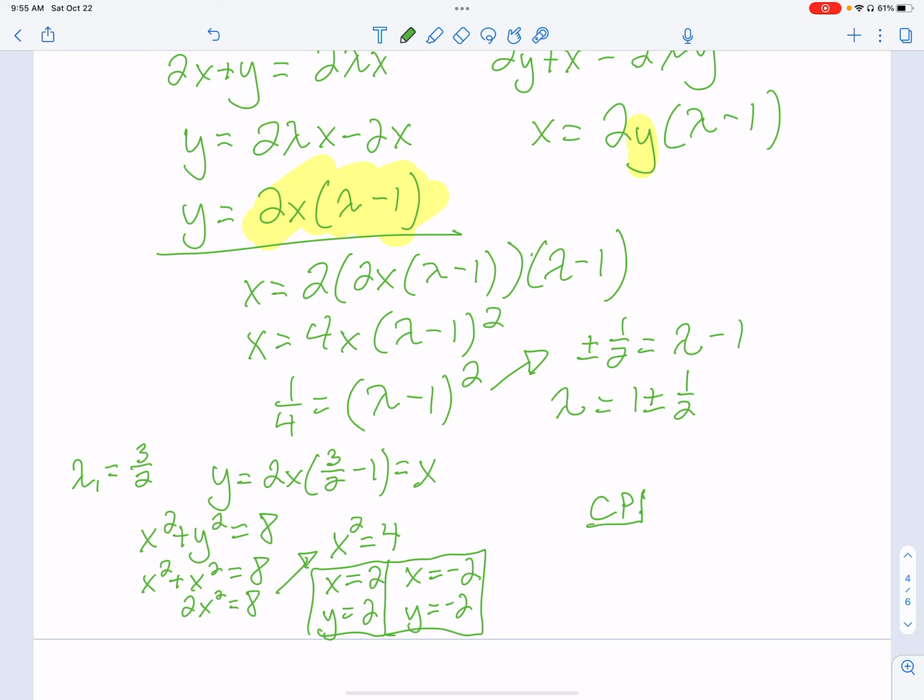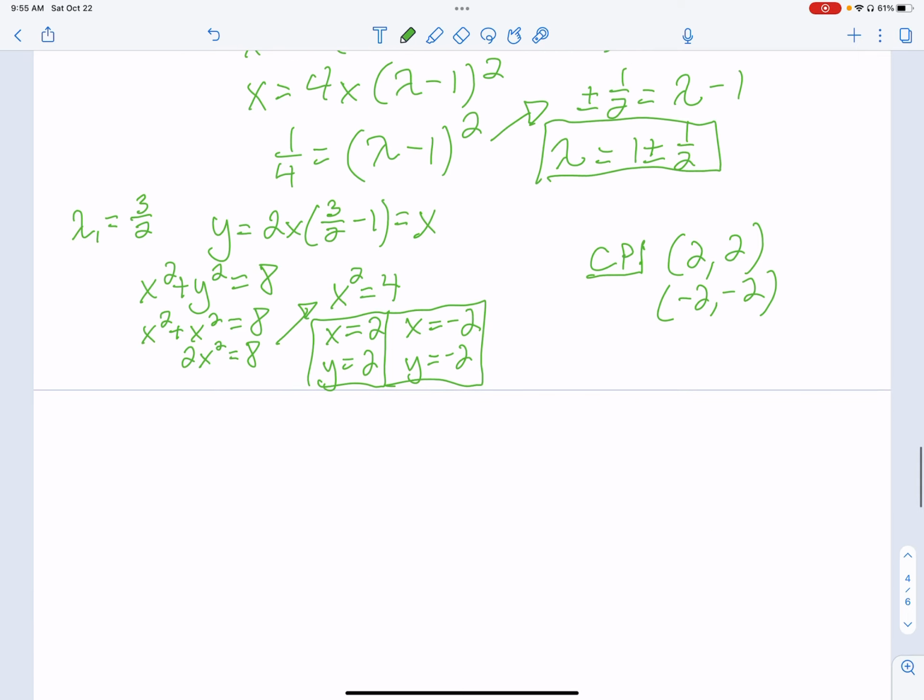So here are my critical points. I'm going to make a list. I'm going to have 4 here. 2, 2, negative 2, negative 2. I know we have 4 because of how the other one's going to turn out. So that's how we used 1 lambda from here. And I'm going to use the other lambda 2 now. Lambda 2 equals 1 minus 1/2, which is just 1/2.